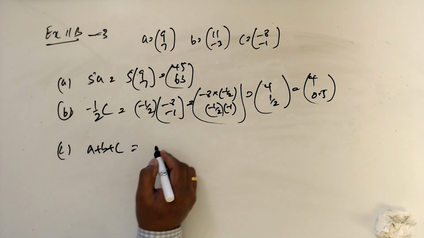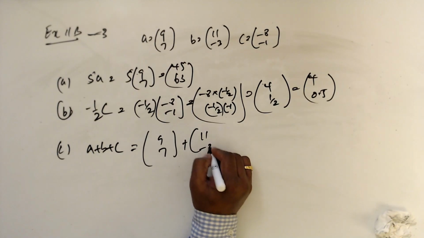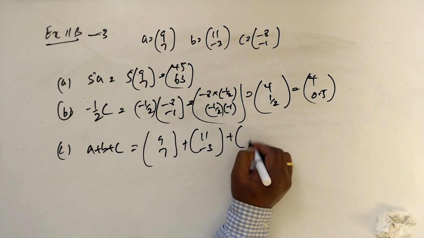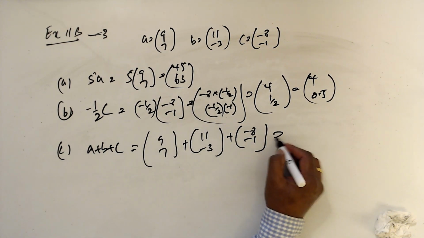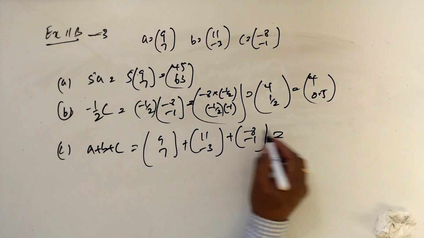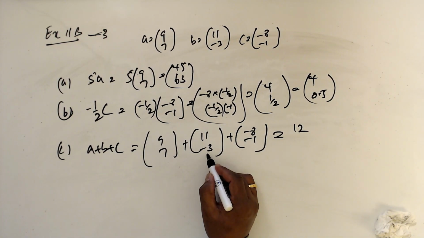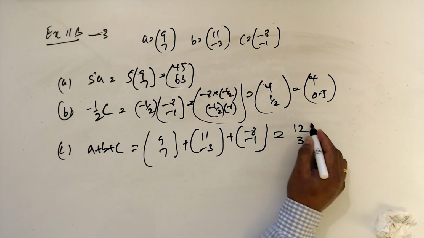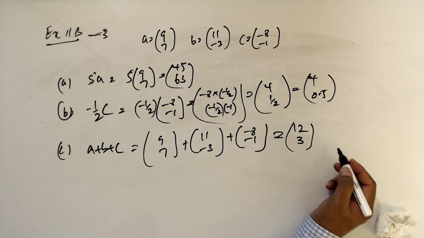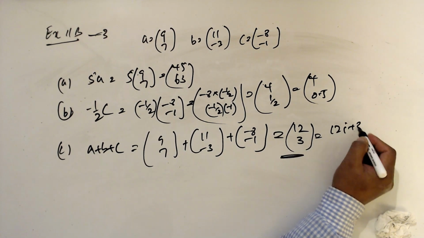A plus b plus c. 9, 7, 11 minus 3 and minus 8 minus 1. 9 plus 7, 20 minus 8, 12, 7 minus 3, 4 minus 1, 3. 12i plus 3j.